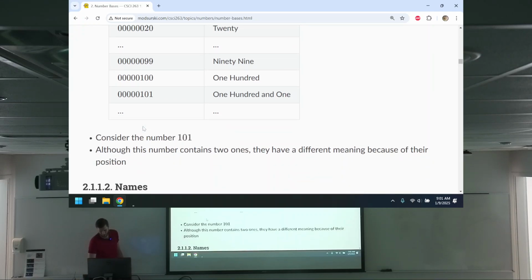So consider the number 101. Although this number contains 2 ones, they have a different meaning because of their position. So 101. We have 100. Do you remember being in grade 2 and having those little cubes? I think we used those all the way up to grade 6, maybe. If you don't remember, I'm going to try to draw. Wait, you know what? It's funny. I didn't think of this until right now, and I just got projected back to grade 2, and I'm like, whoa.